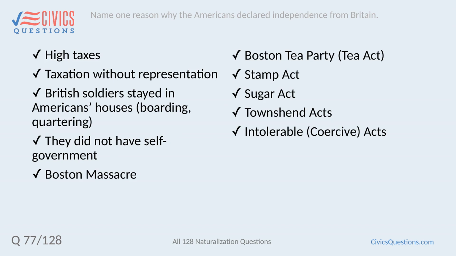Name one reason why the Americans declared independence from Britain. High taxes. Taxation without representation. British soldiers stayed in Americans' houses, boarding, quartering. They did not have self-government. Boston Massacre. Boston Tea Party. Tea Act. Stamp Act. Sugar Act. Townsend Acts. Intolerable, Coercive Acts.